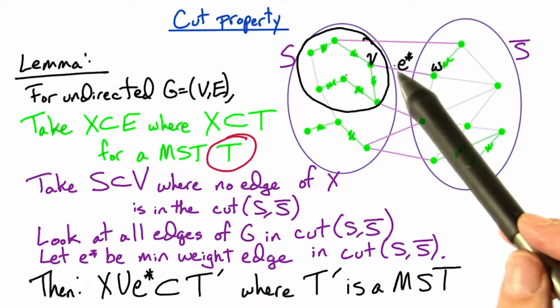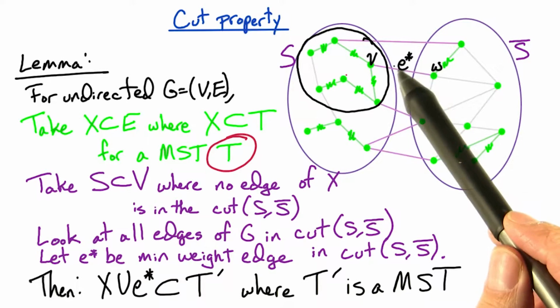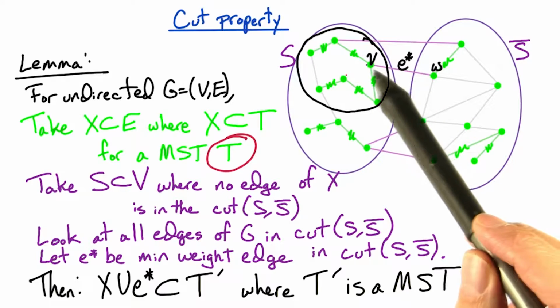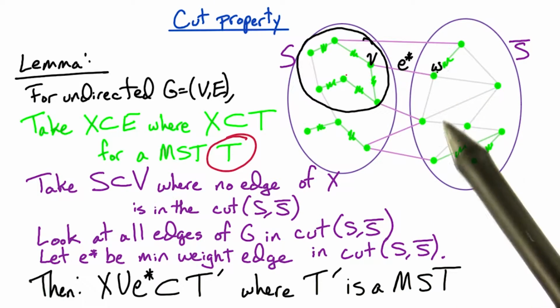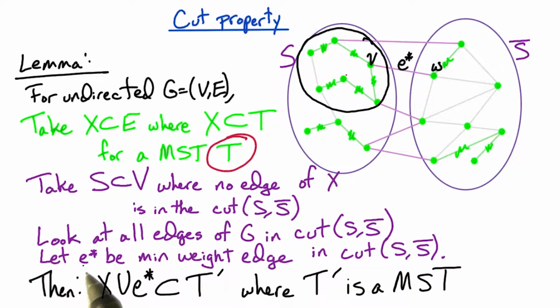And then, since we consider the edges in increasing order, in sorted order, then we know that E star must be the minimum weight edge crossing from this component to outside. So this edge E star that Kruskal's algorithm considers satisfies the hypotheses of the lemma. So if we add an E star to our partial solution, we'll still be on our way to an MST. So this proves correctness of Kruskal's algorithm.